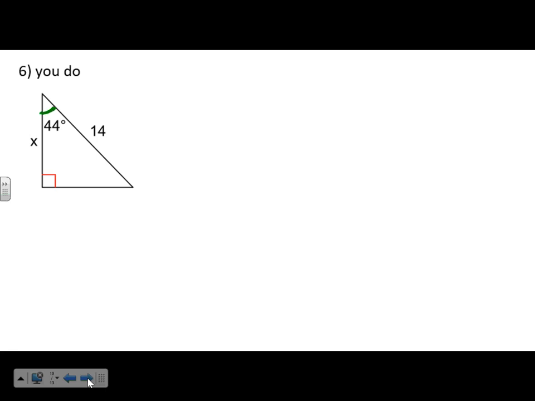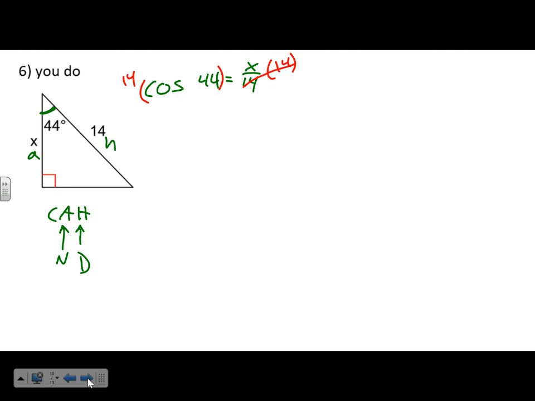So this is the angle, so we have the adjacent and the hypotenuse, so we're using cosine of 44. Now the fraction, so CAH means we have the adjacent over the hypotenuse. So the numerator is x, the denominator is 14. Just like the last couple we've done, multiply both sides by 14. 14 times the cosine of 44 is 10.07.